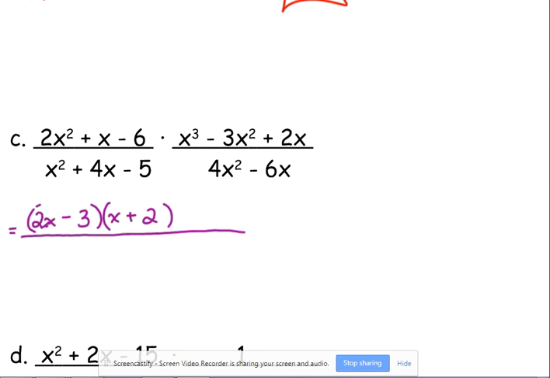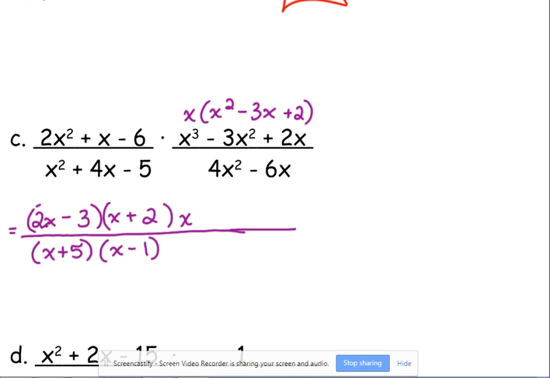Let's go ahead and do the denominator. That one's a little bit easier. X plus 5 times x minus 1. Be careful with those. Those tend to trip people up a lot, and it'll throw off your answers. Okay, the second numerator. We've got to start with a GCF of x. So just for the sake of room here, I'm going to do that part just above the problem. And then I'm going to factor the trinomial down here. So x minus 2 times x minus 1.